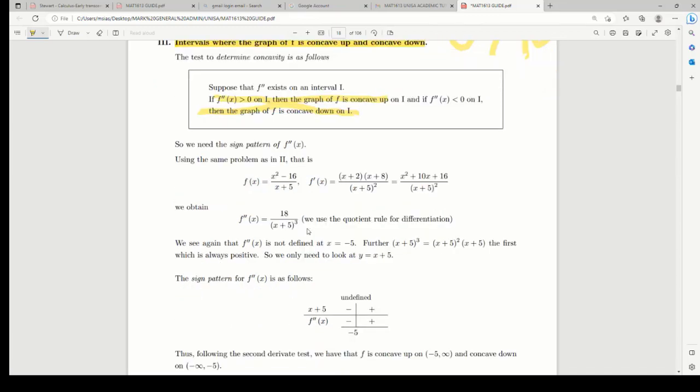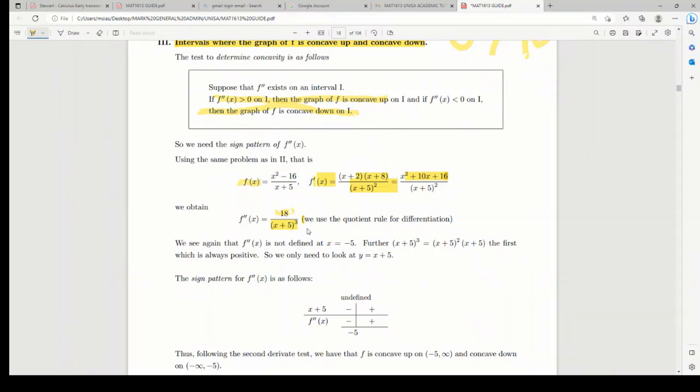They get the function f. They get f prime for this function here. They get the first derivative, which we already found. They multiply out the numerator function so they can establish easily the second derivative. Of course, 18 is a positive function, right? It's a constant. It's positive. So they just consider the undefined point. So the intervals here would be minus infinity to minus 5 and minus 5 to infinity.